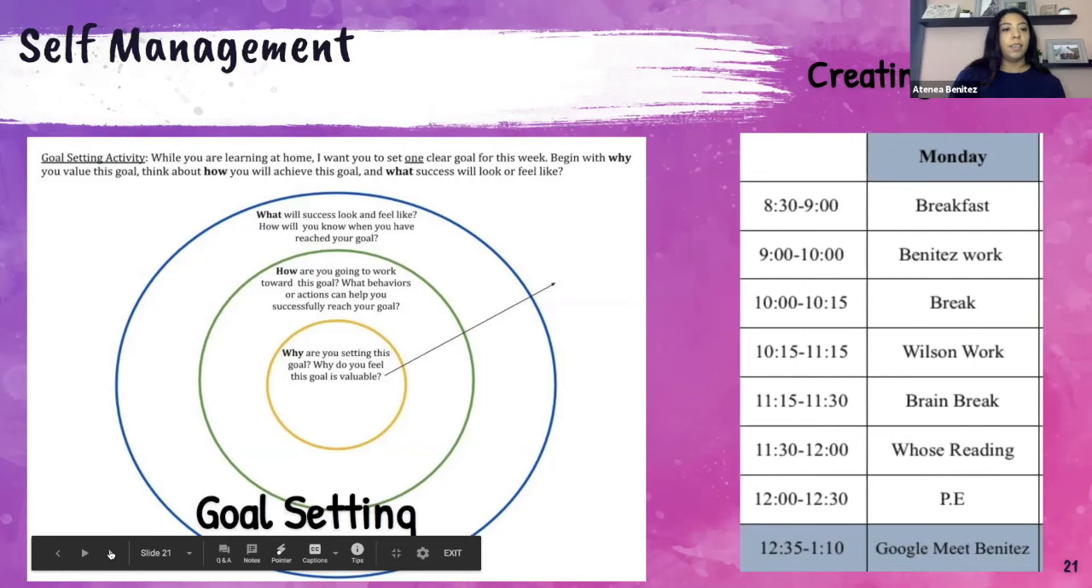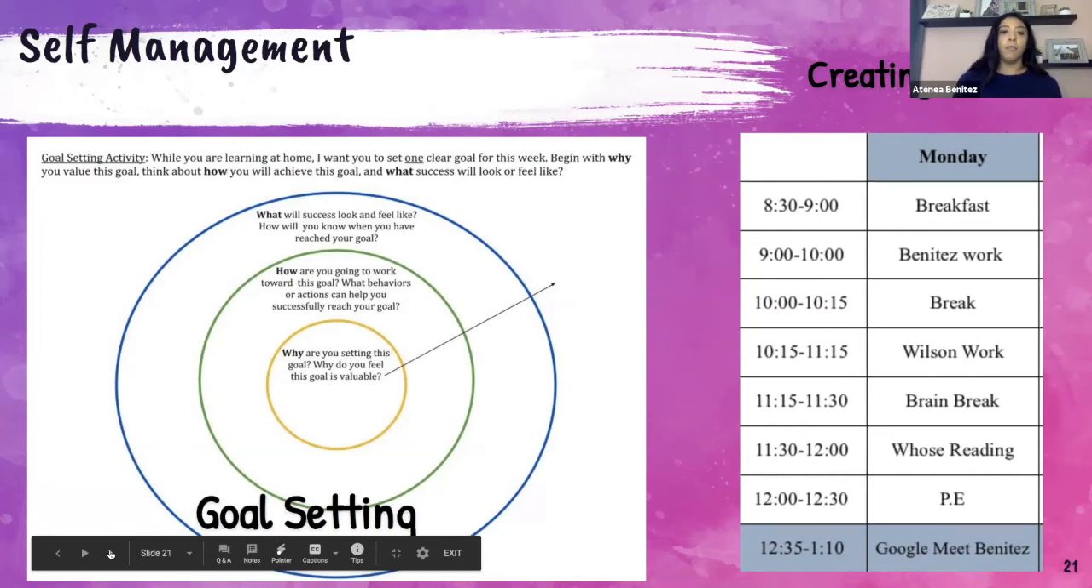And this goal setting activity, I love that the students can make a goal for the week for themselves. It brings them a sense of accomplishment when they achieve the goal. So I do this every week. Every Monday, the students have a goal that they set for themselves. And a lot of them have been, "I want to turn in all my work on time." But this activity is super cool because it asks them, how do you know when you have reached your goal? How are you going to work toward this goal? What behaviors or actions can help you successfully reach your goal?